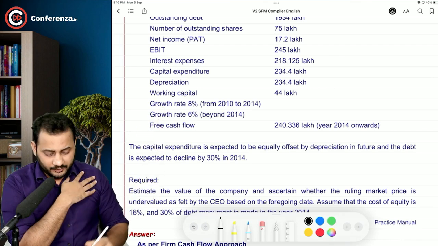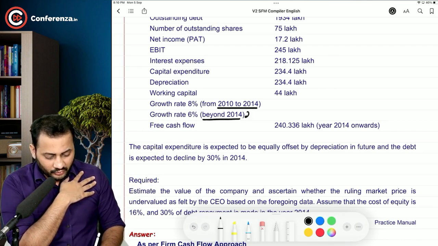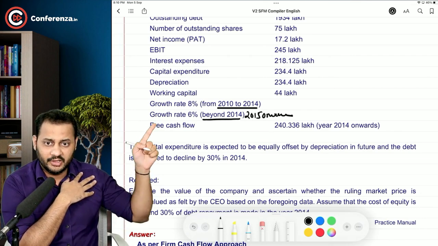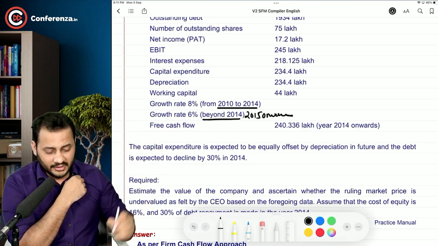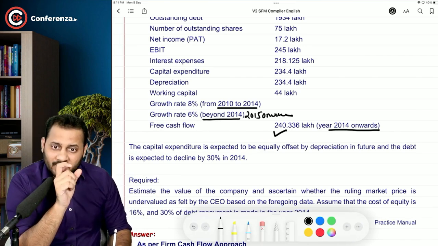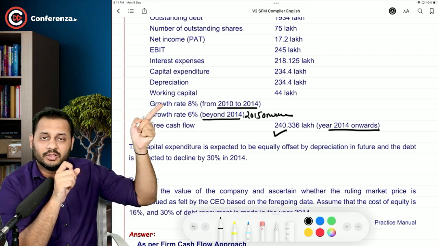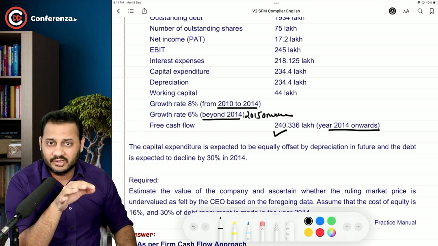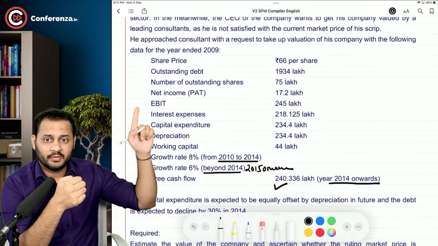Growth rate is 8% from 2010 to 14, and beyond 2014, meaning 2015 onwards, right? Perpetuity starts from 2015, but they have given free cash flows from 2014 onwards. So that 1 year was included in the perpetuity also and in the normal growth rate also. That has made everything confusing. Apart from that, I will show you.